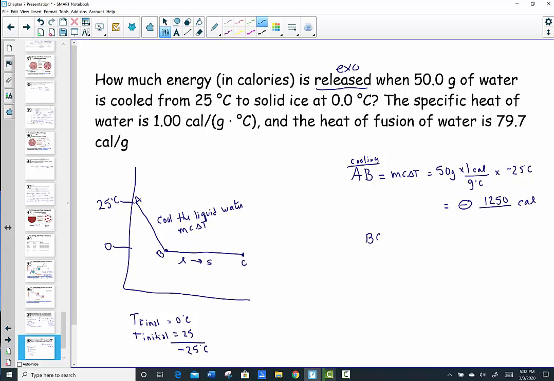Now, in line segment BC, we're going to freeze. It's a change of phase, a plateau. And the heat of fusion of water is given to us. So here we're going to multiply mass times heat of fusion. And that's just a simple conversion telling us that 50 grams of water times 79.7 calories per gram. Make sure you notice that it's negative because heat is being released. So 50 times negative 79.7 is 3985.